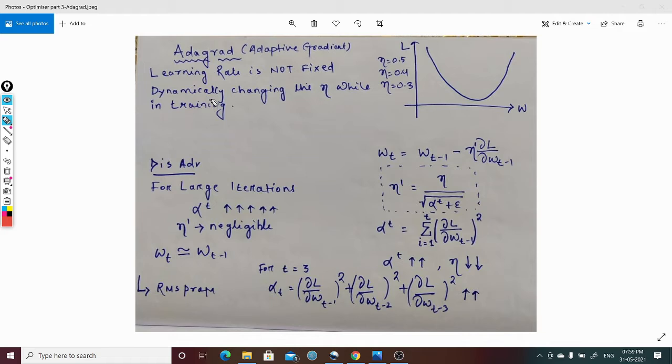Here actually we are not using the momentum concept. Here we are manipulating the learning rate in order to have better convergence near the global minimum. So we're just changing the learning rate. Here the learning rate is not fixed. We are dynamically changing the learning rate while training, in the backward propagation.